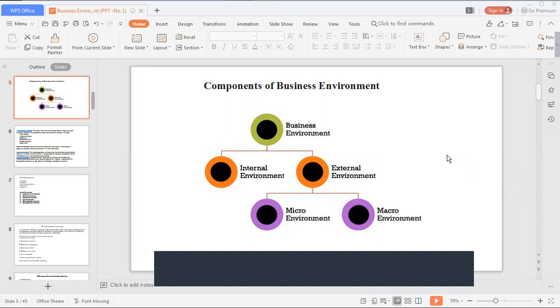It is therefore required by the business to modify the internal environment on the basis of pressures from the external scenario. Well, external environment is further categorized into two categories. One is micro environment and the other one is macro environment.